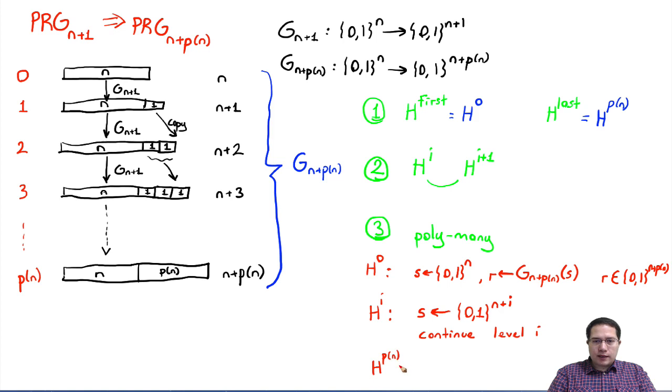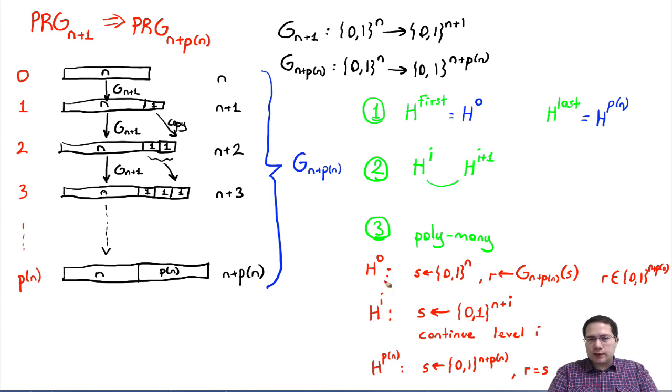Let's look at H Pn. So when I is equal to Pn, what it would mean is pick S that is of length n plus Pn. According to the hybrid definition, this means we are picking S that is n plus Pn bits, and then continue from level Pn. If I continue this construction from level Pn, there's nothing further to do. Essentially, I can say that my R, that is the output, would be equal to S.